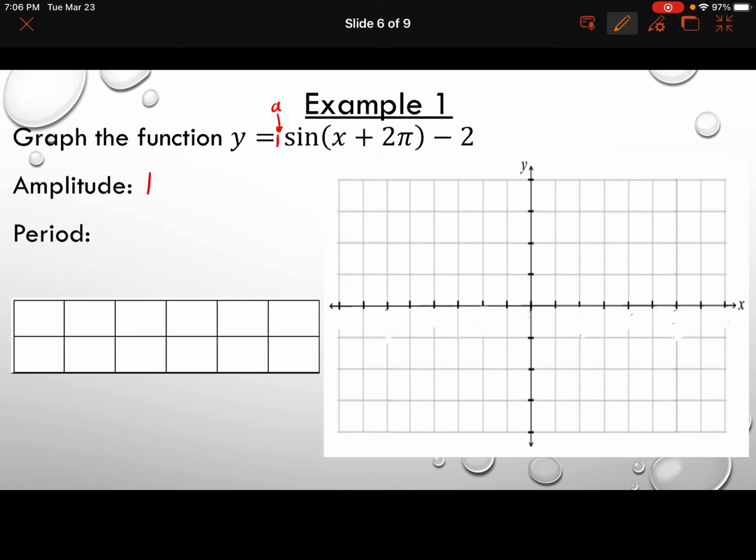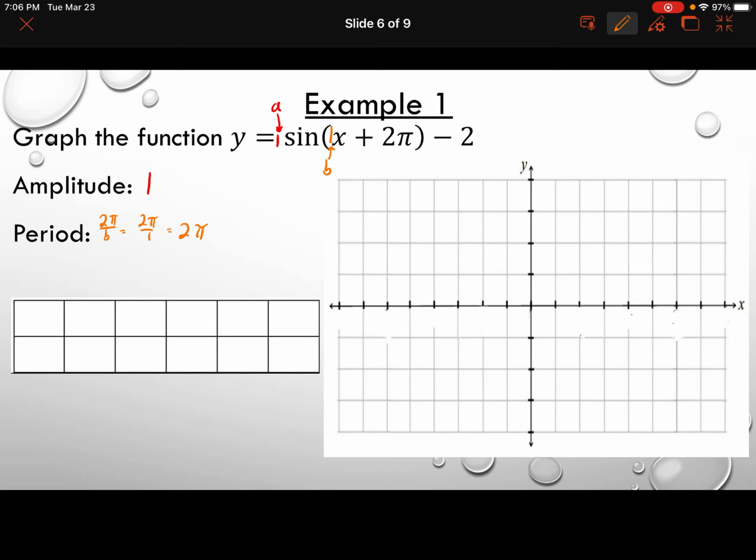All right? Now let's talk about the period. Well, remember, the period is determined by the b value. Well, the b value is whatever number is being multiplied to this x. Once again, it looks like there is no b value, but that is because the b value is 1. Now remember, the period is 2 pi over the b value, which in this case, since it is 1, 2 pi divided by 1 is just 2 pi. So nothing has changed there.